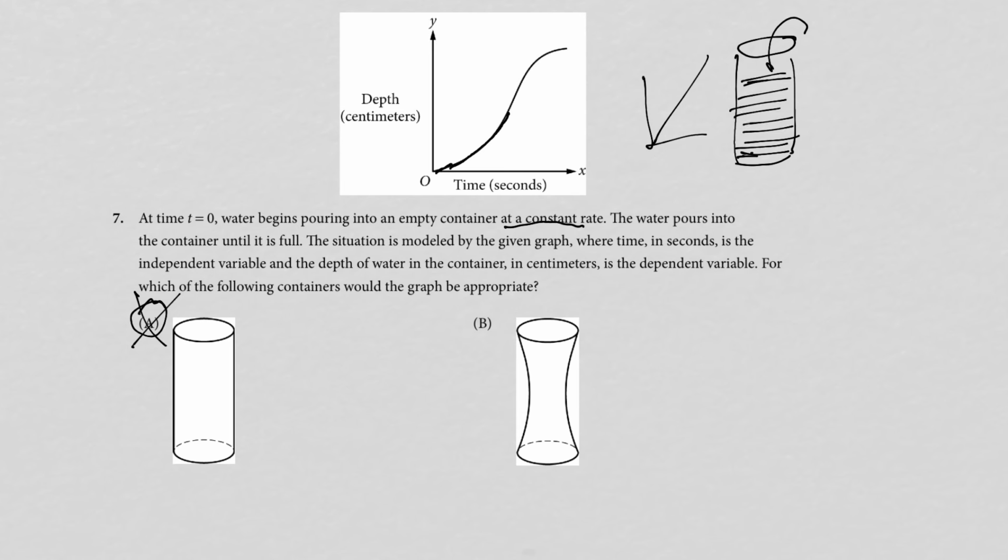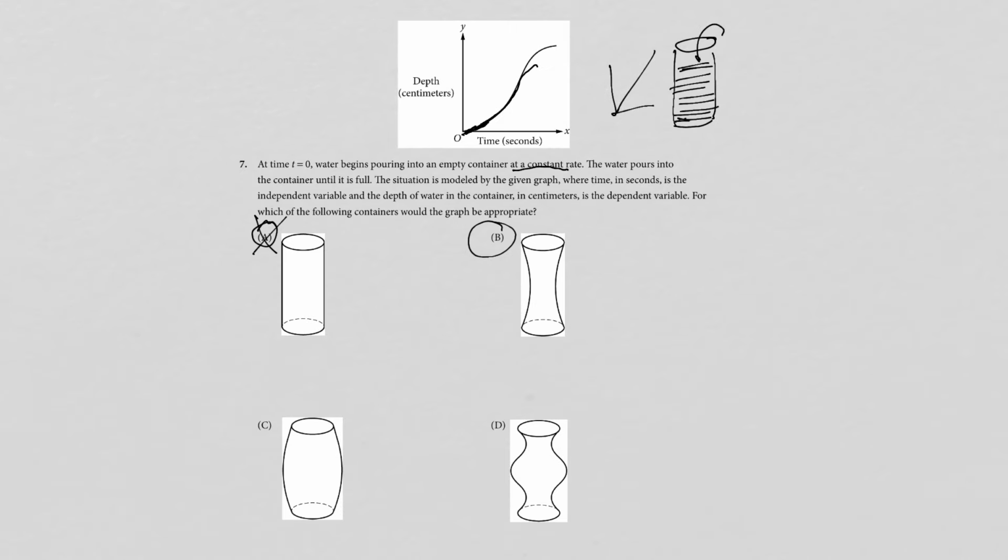But what's happening is that the shape of this container must be wider here so that it fills up at a slow rate. And then it must get narrower, and then it gets wider again. I haven't seen the other two choices, but this looks like it's the answer. See, this one would fill up fast, then slow down, and then fast again. This one is slow, then fast, then slow.